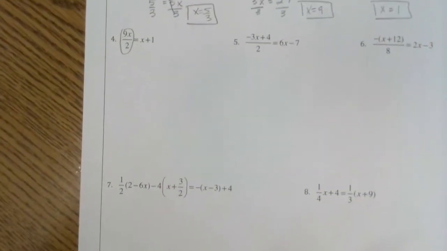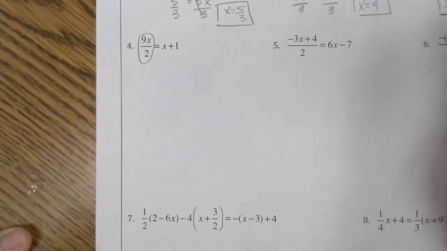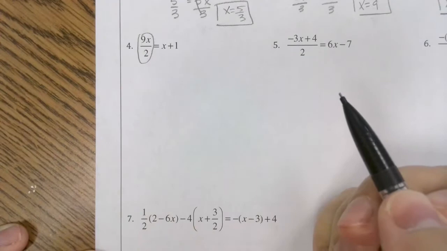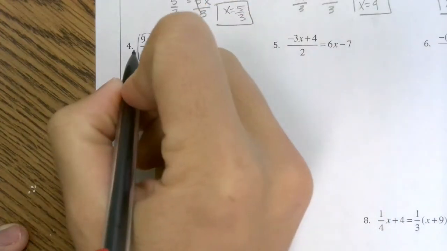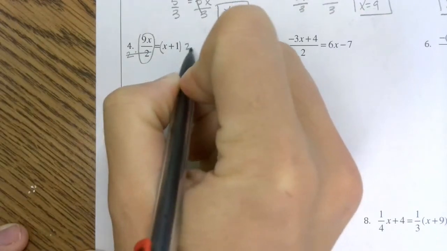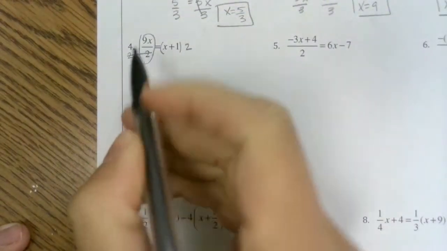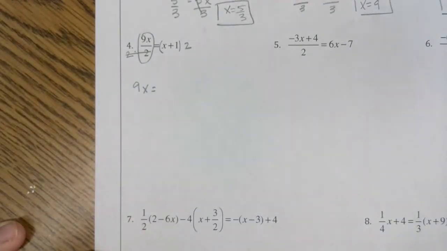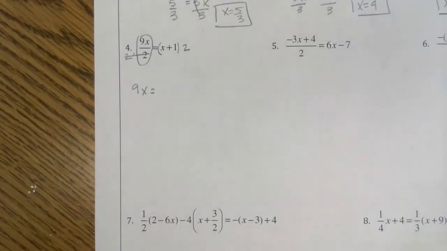So you can kind of zoom in here on number 4. Refocus. There we go. Okay, so this fraction's all by itself. So that means we can actually break it up. So we're going to multiply both sides by 2. That will get rid of the denominator here. So we're just left with 9x on that side. We're multiplying both sides by 2.